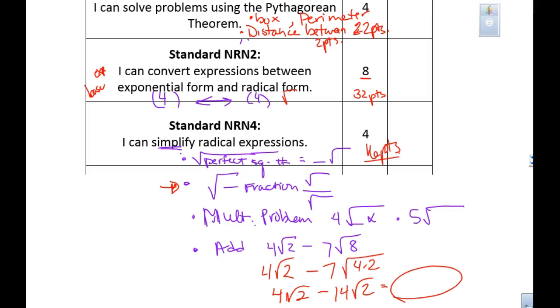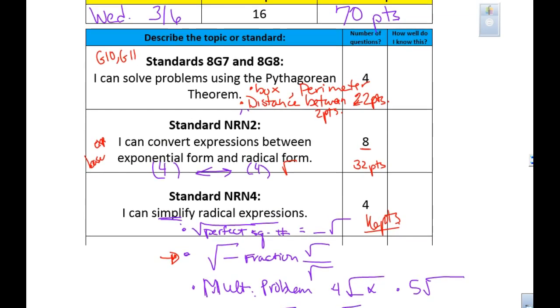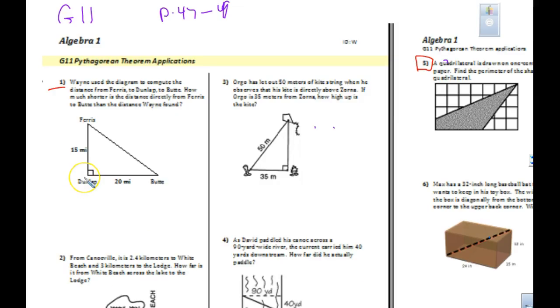We're going to do a few questions where you work and kind of make sure that as you are looking at doing a few of the Pythagorean theorem ones, and we'll do a few exponential, a few of the radical ones, a few of the simplified, and just kind of keep you moving around as you are looking at those. So questions, if you went from Ferris to Dunlop to Butte, how much was Wayne's distance?